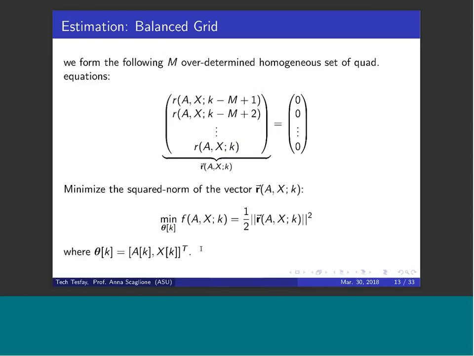So what we did is we take M measurements from the PMU at that single location. And since we have enough dynamics on the distribution side, we take these M overdetermined homogeneous equations, which are quadratic equations, and we take the squared norm of this vector equation and minimize it to estimate the parameters of the voltage magnitude and the source impedance of the Thevenin equivalent.